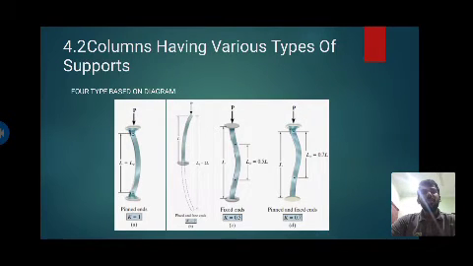The pin and fixed-ended column in figure D has the inflection point at approximately 0.7 L from its pinned end, so that LE equals 0.7 L.